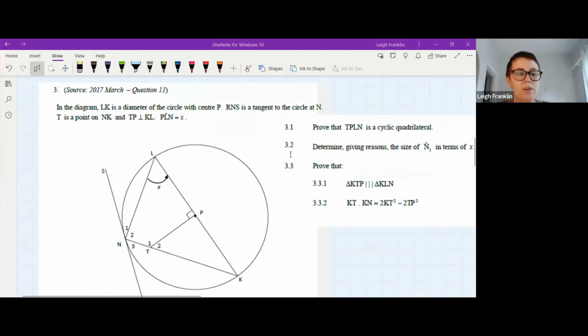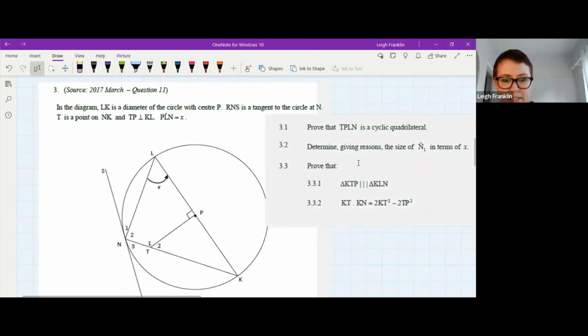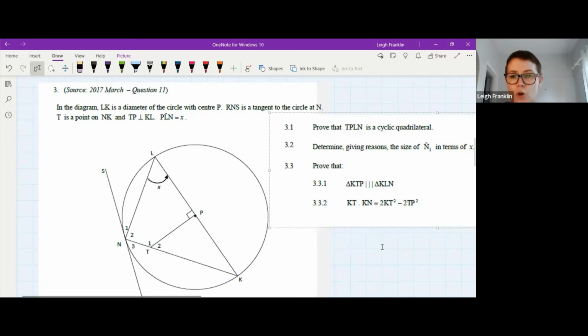All right, if we have a look at this question, this came out of a March paper, so that would have been a supplementary paper back in 2017, and I just absolutely love this question because it's got a bit of everything in it, and it's a nice challenging question. The reason that we're doing this really is because of question 3.3.2, but we've got to do all the other stuff in order to be able to get there as well.